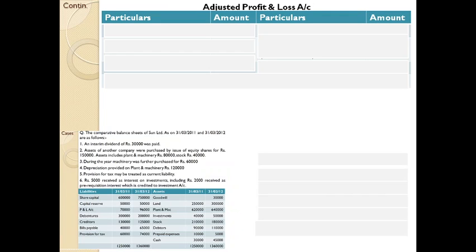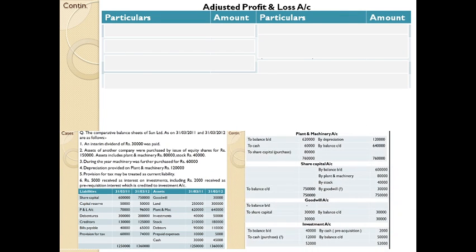That is, in the opening it is 70,000, in the closing it is 96,000. So next, what all items has to be considered while preparing adjusted profit and loss account. I have mentioned that previously.